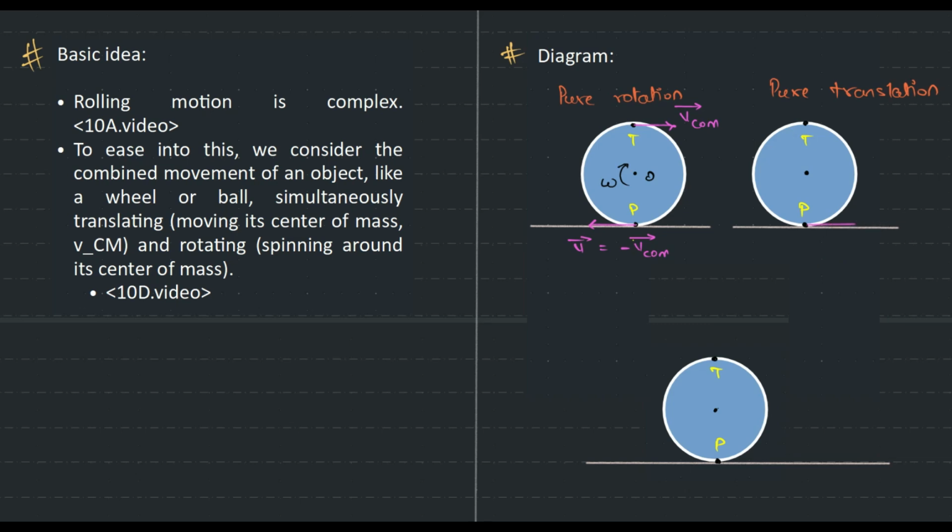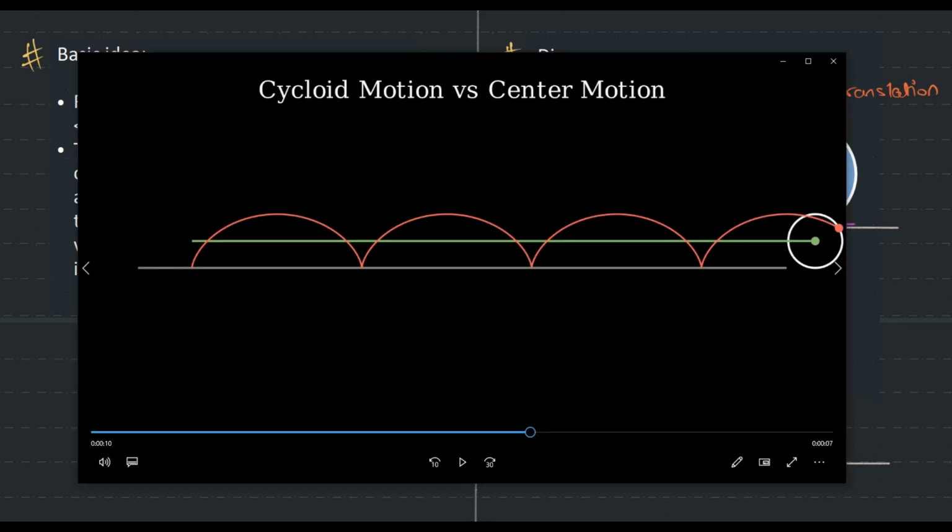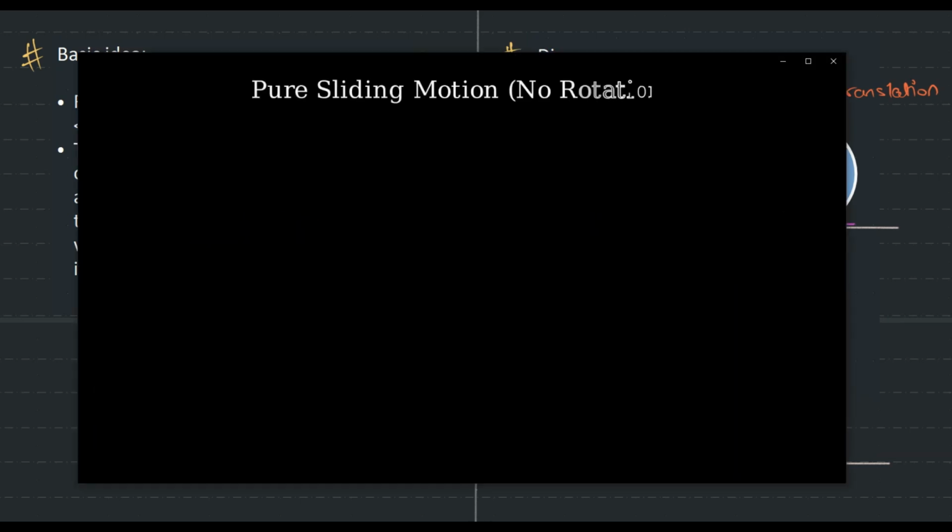Now, over here, pure translation. Okay, let me show you guys pure translation. So rotation is pure rotation. Remember, it's just running over there. It's at one point and going round and round. In pure translation, it would be this basically.